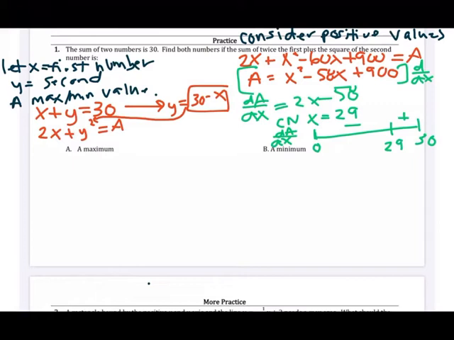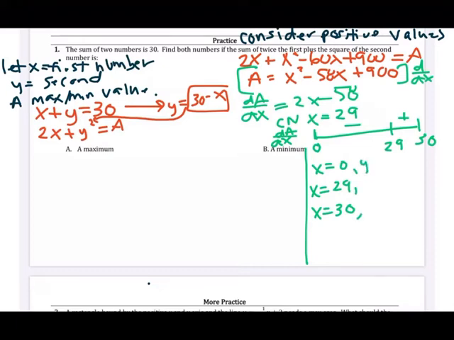So now I need to analyze the cases. I'm actually going to draw a line, and I'll talk through B in just a minute, but I'm going to analyze the cases. There are 3 possible values for x. X could either be 0, 29, or 30. So I need to figure out what the y values and the A values are, to figure out which is the max and which is the min.